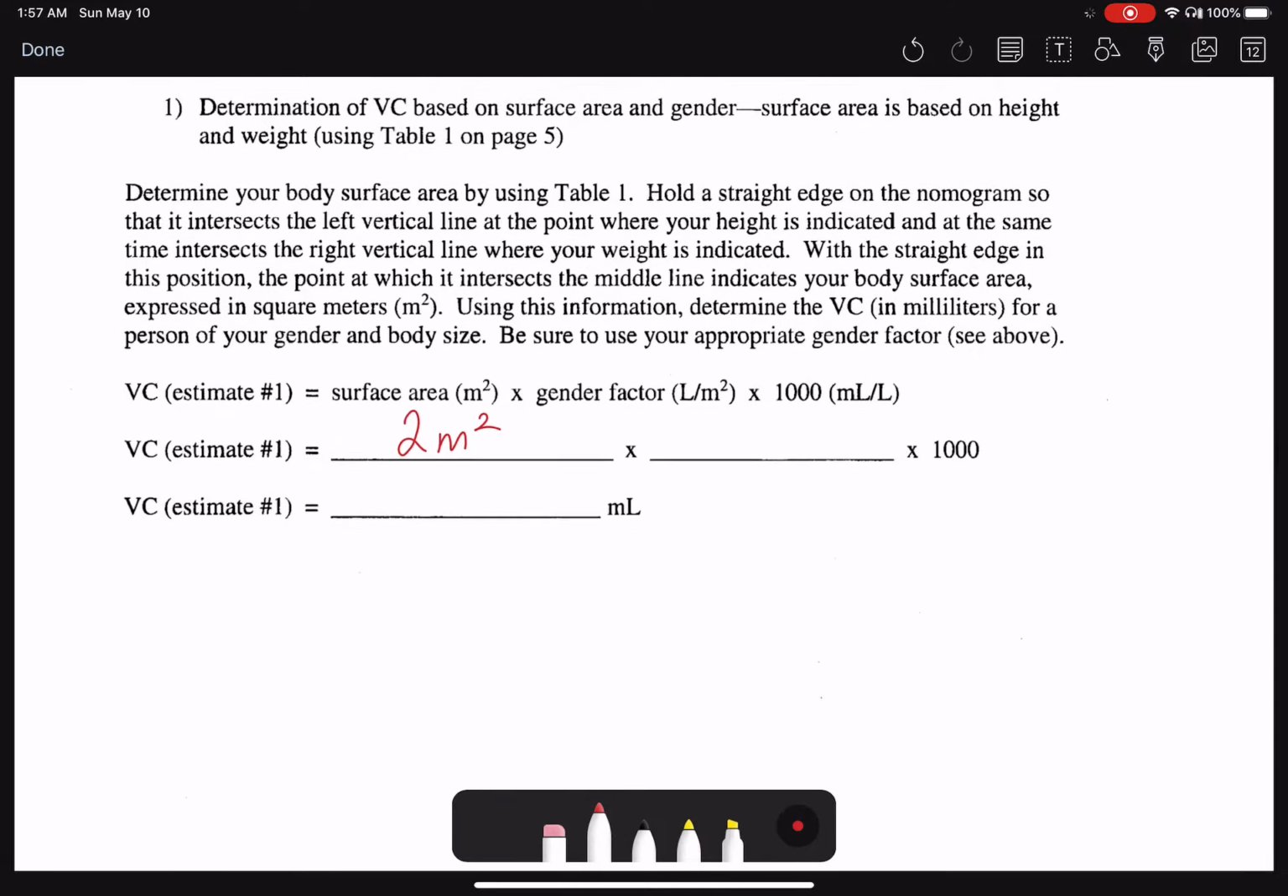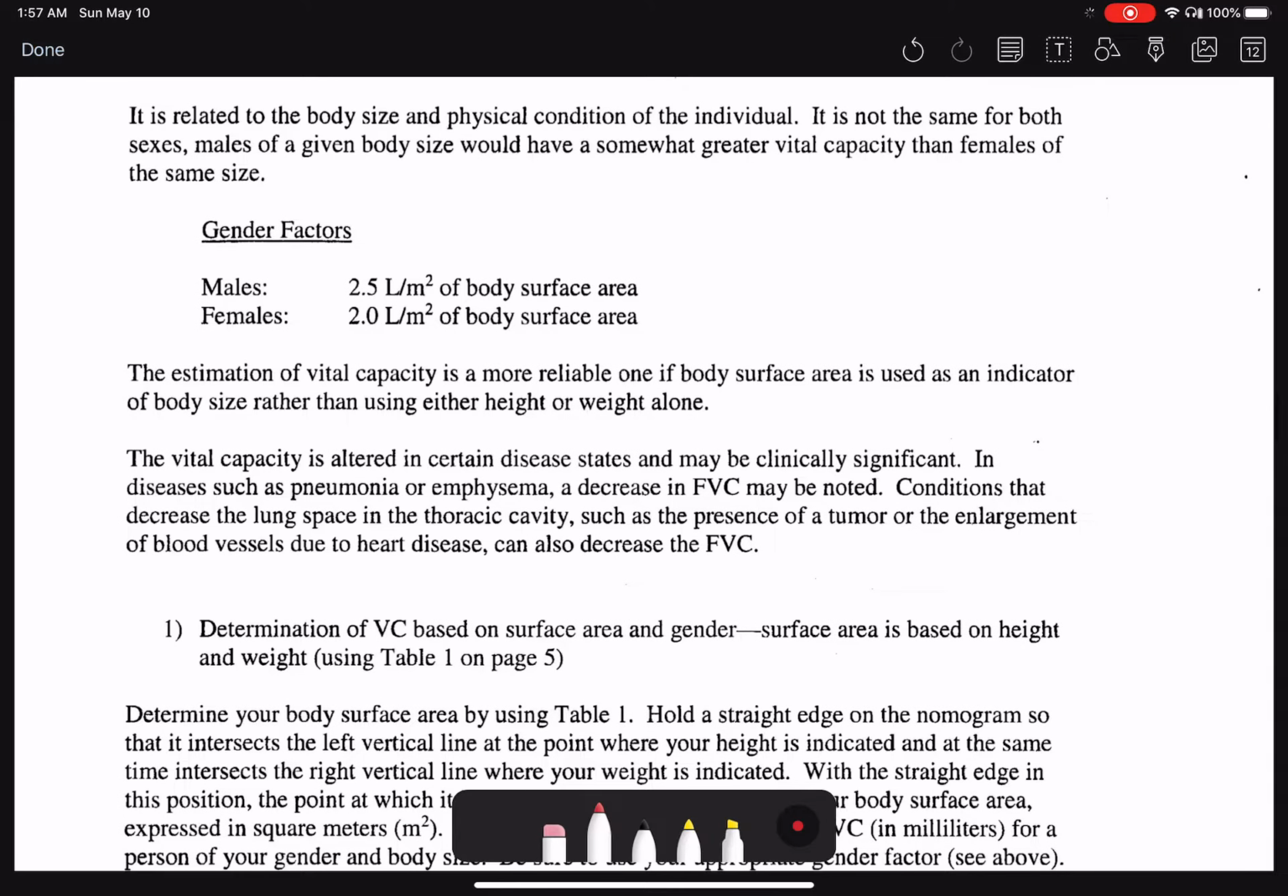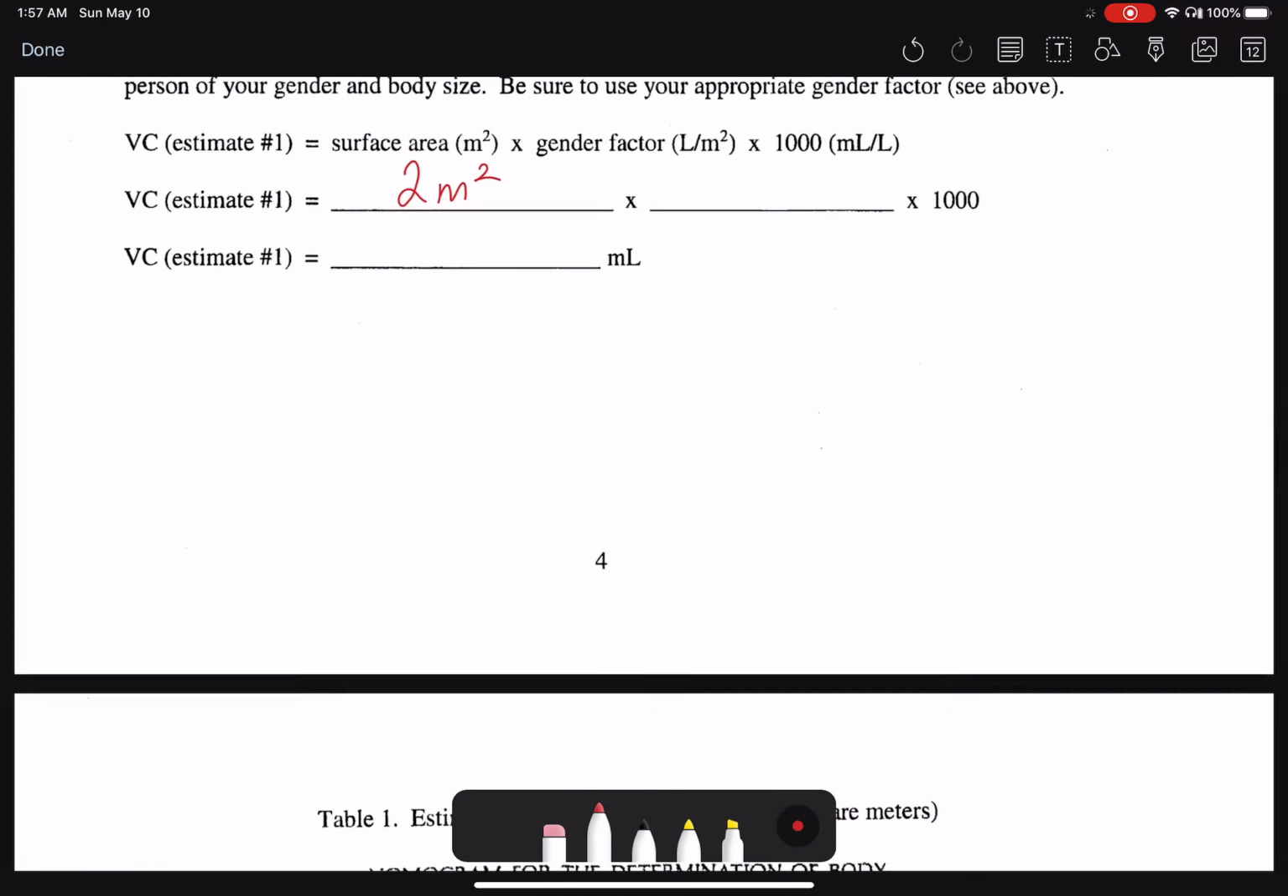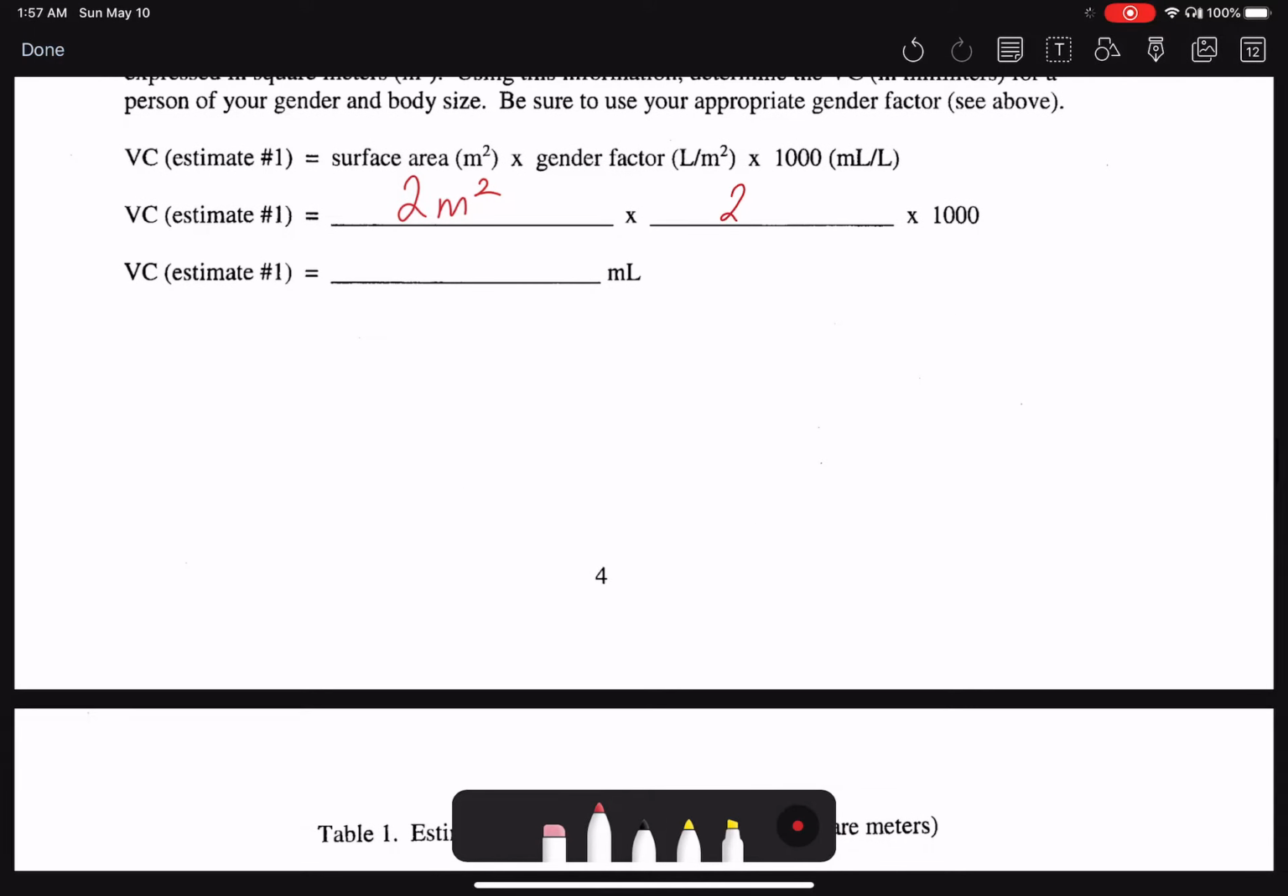The gender factor we're going to use, we've got to go back up here and see. The gender factor for males is 2.5 liters per meter squared, and for females, it's 2.0 liters per meter squared. I'm a male, so I'm going to put down the number 2.5 liters per meter squared. When you multiply these two numbers together, the meter squared crosses out.